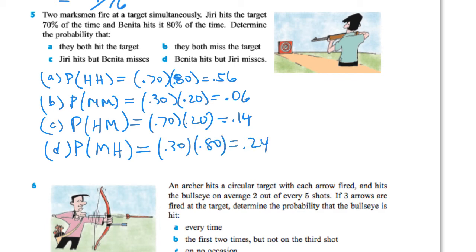So notice HH, MM, HM, MH, these are the 4 possibilities. If we did this right, these 4 outcomes, all right, here's another law of probability. The probability associated with the sample space of all outcomes should sum to exactly 1. So if you added these numbers up, we would get a sum of 1.